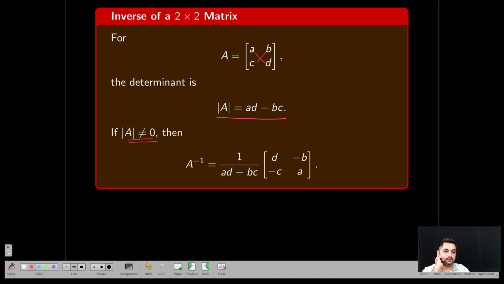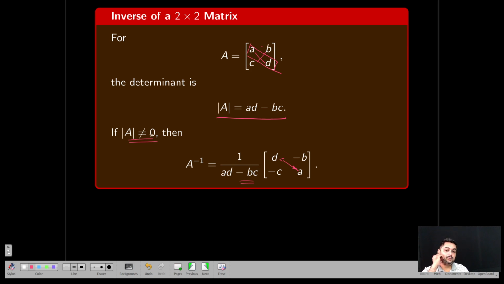Then if the determinant is not equal to 0, A inverse is equal to 1 by the determinant of A into, so first, what to do: this is the principal diagonal element. So interchange the elements, that means instead of A, it will be D, and instead of D here, it will be A. Okay, interchange them. Then change the signs of the other two elements. What was plus, make it minus; if it was minus, make it plus. Then we get A inverse as 1 by determinant of A into this changed matrix.